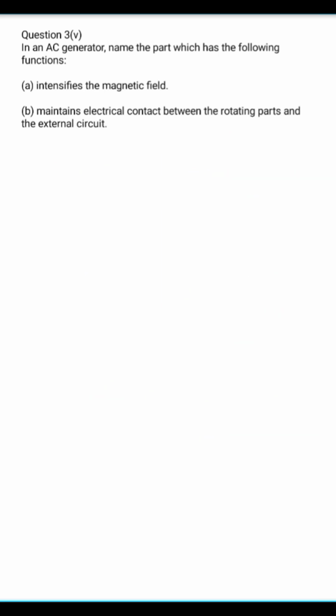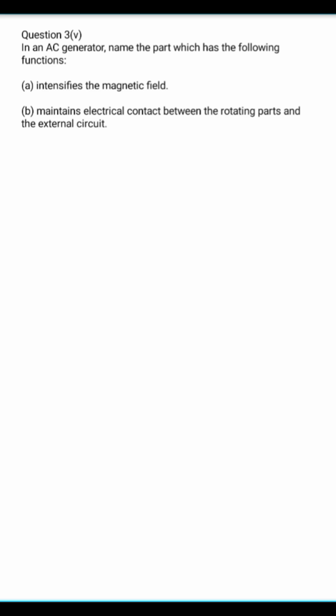Next question. In an AC generator, name the part which has the following functions. Like we know very well, AC generator is a very important topic of your class 10 syllabus, and all the parts which are there in it, which you label, their function, their working, their requirement in the setup is very essential. AC generator and DC motor, both of them are very important, so go through that nicely.